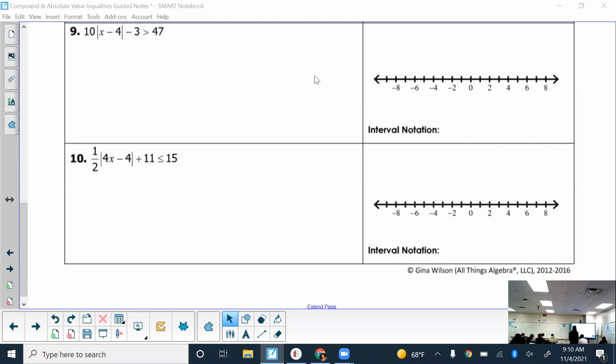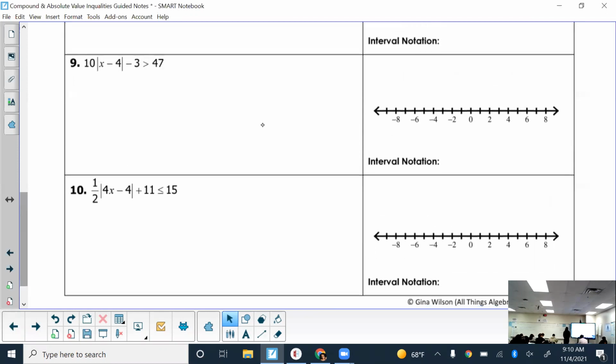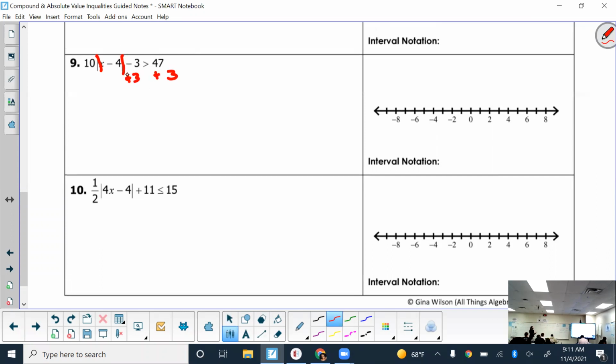All right, these aren't parentheses, they're absolute value bars. You have to first isolate them. That's what step 1 says. So just like you do a variable, get rid of what's farther from it. Would that be the 10 or the -3? How do you cancel that out? Good, so we're adding 3 to each side of the inequality symbol. All right, we have 10 absolute value bars, x minus 4, greater than what? 50. Now, are the bars by themselves?